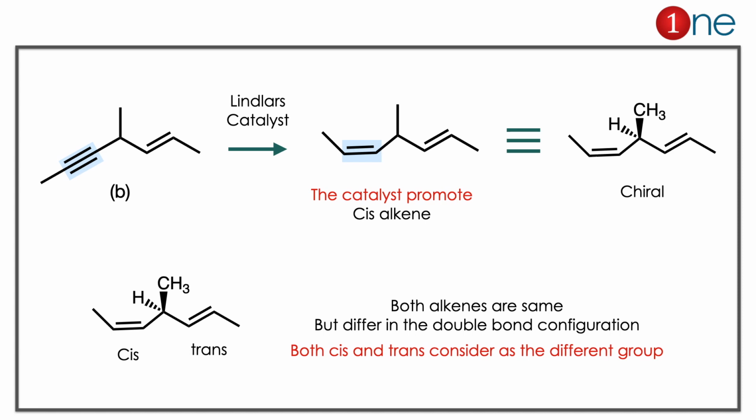Here the concepts you have to learn are to reduce the triple bond into a double bond in the cis manner. Then, even though the groups are the same, you have to find the priority between the configurations there. Here both cis and trans are considered as different alkenes.